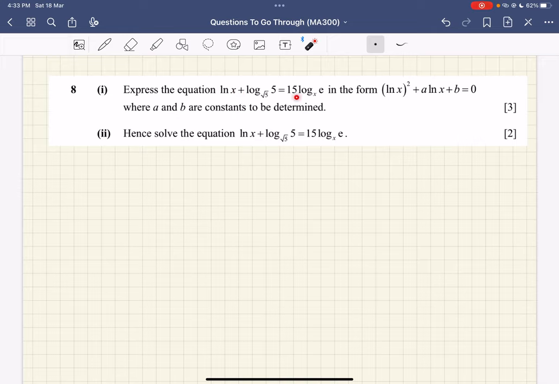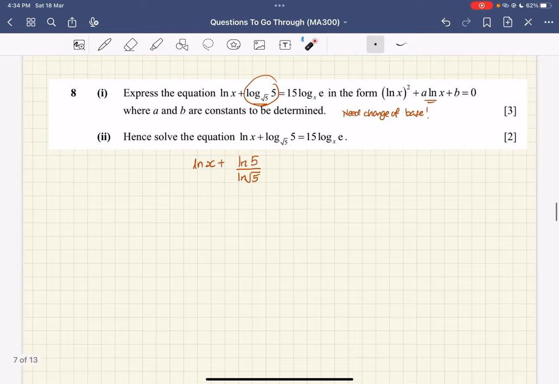So if I need everybody to be in terms of ln x, I will definitely need to do change of base. You will need to know that you are required to change your base, because here you have ln x and here you have log root 5, which is not ideal. So let's write out the equation. Ln x plus log root 5 of 5. We can write it by changing our base to ln 5 over ln root 5.